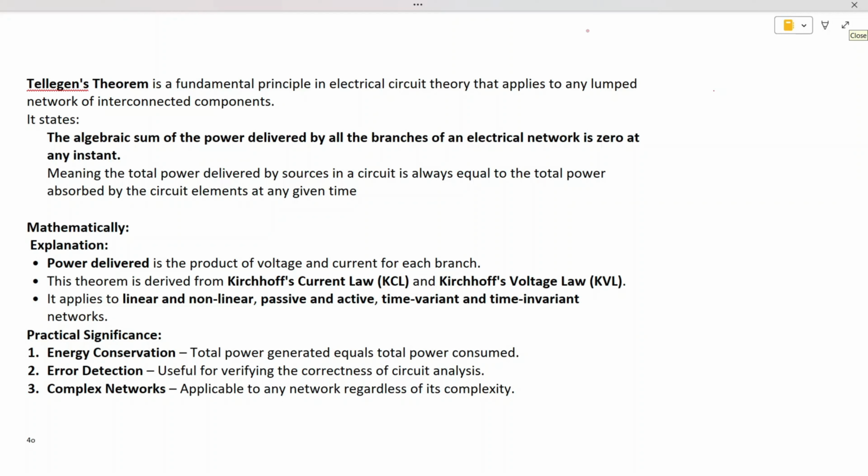Today we are going to understand what is meant by Tellegen's Theorem. Basically, Tellegen's Theorem is a fundamental theorem in electrical circuit analysis. It is applied to any lumped network.